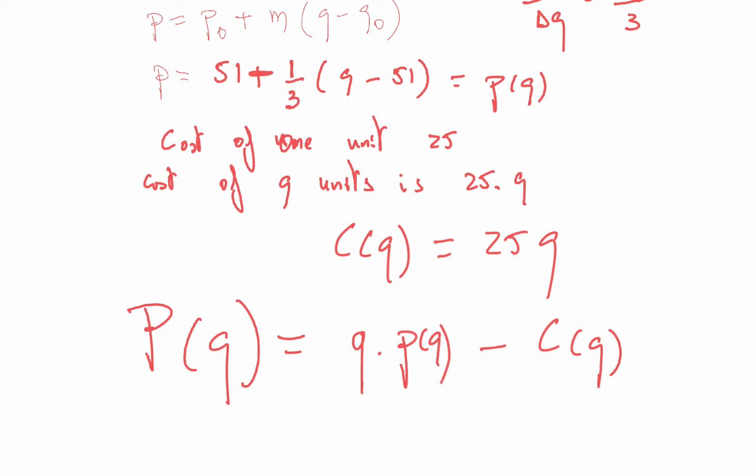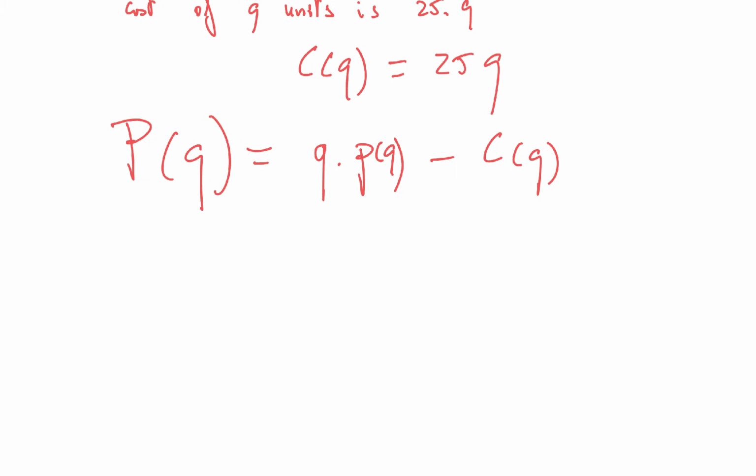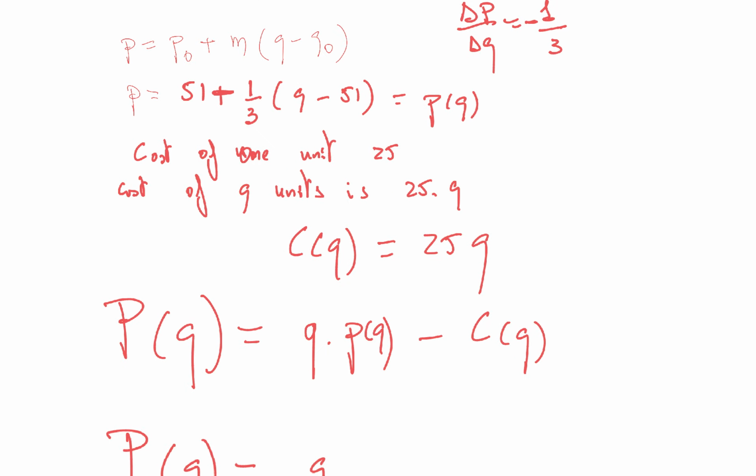So let's find the profit function. The profit for any quantity Q will be Q times the price P of Q. The price P of Q is this one: 51 plus 51 divided by 3 minus 1/3 of Q.